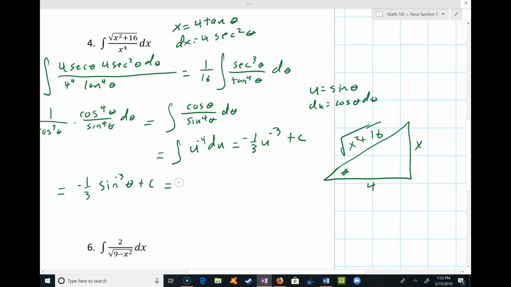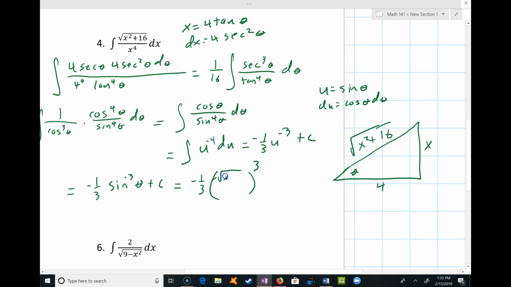So we're going to rewrite this as negative 1/3. And I'm just going to flip the fraction over, so I don't have to do the negative exponent anymore. So this would be to the third power. And sine would be x over the square root, so we'll flip that over. So you have the square root of x squared plus 16 over x, and then plus c.